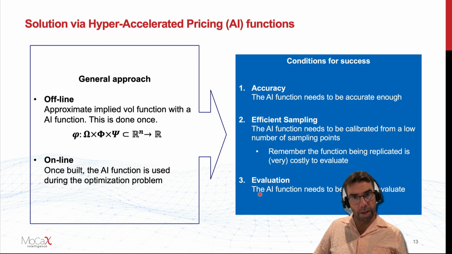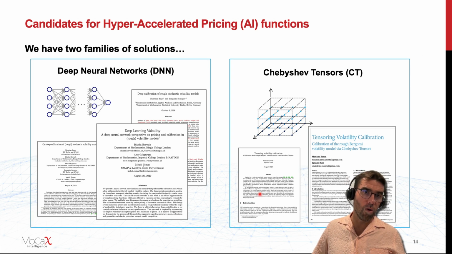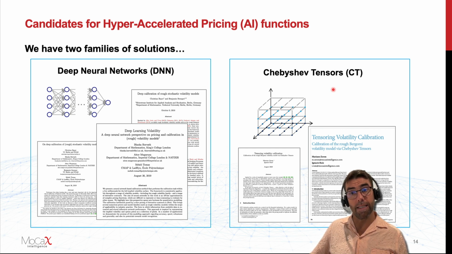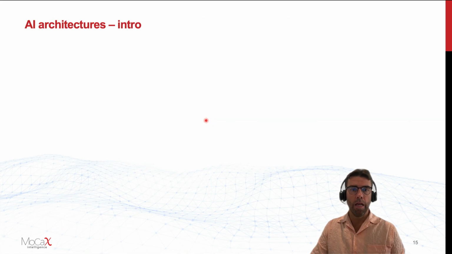With this in mind, there are two clear candidates for the machine learning technique. One is deep neural networks, with all these papers reporting about it, and the other one is Chebyshev tensors, with these papers reporting about it. Let's talk now a little bit about each of these approximation frameworks. I'm not going to go into too much detail because I think it's beyond the scope of this presentation. But if you want more details, I suggest you go to other videos that we have on the YouTube channel, or maybe to our papers or to our book.